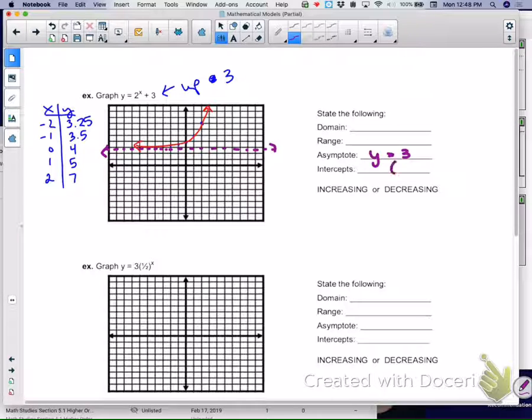My intercepts, that's going to be over 0, up 4. The range in this case, well, we'll skip that one. The domain is still going to be all reals. And again, you can write it with the infinities if you want to. The range, my lowest y value is really close to 3, but I'm not touching 3 because of my asymptote, and then we're still going to infinity. That graph would still be increasing.